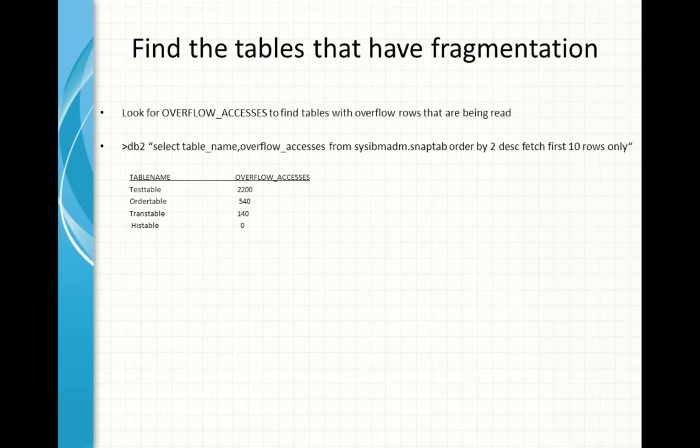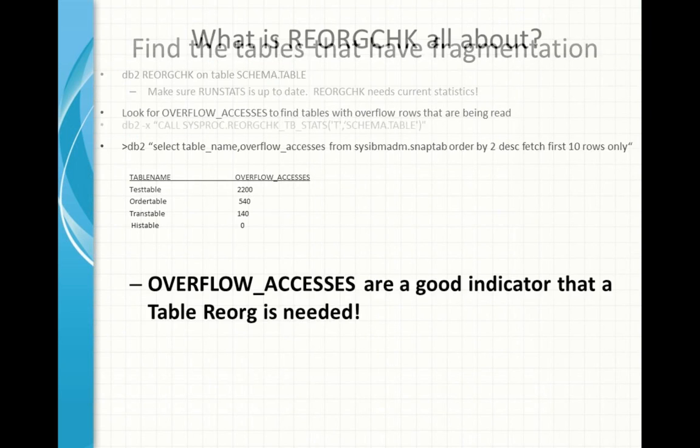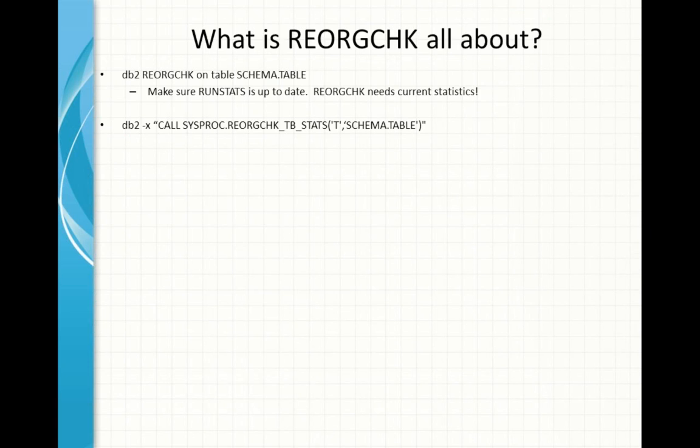So now let's look into table storage. It's important to find the tables that have fragmentation, and looking for overflow accesses is a good way to indicate that a table has a lot of fragmentation. And here's a query of the SNAPTAB sysadmin view that lets you see the overflow accesses by table name. And in this example, our test table has 2,200 overflow accesses.